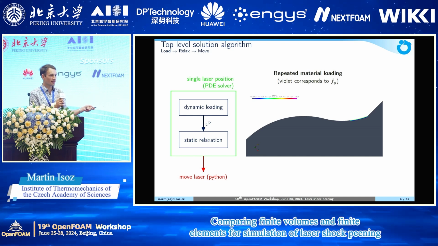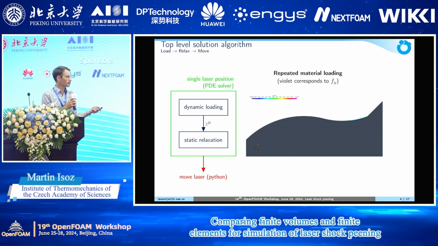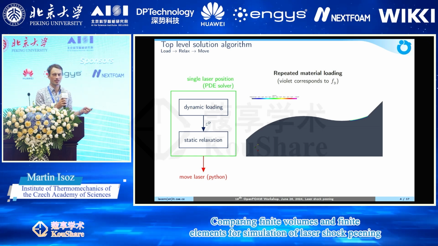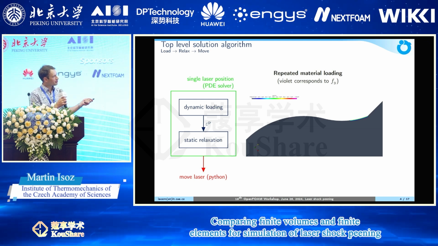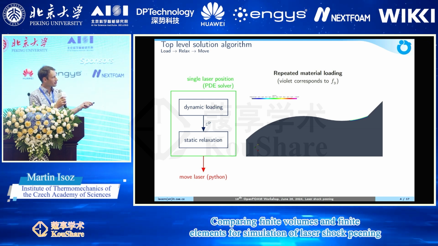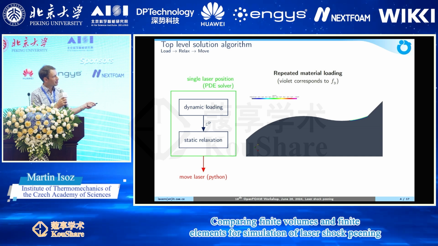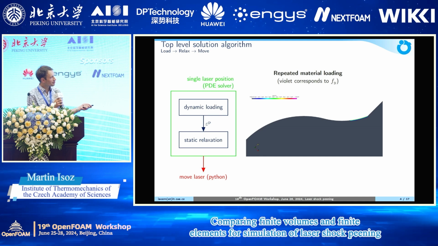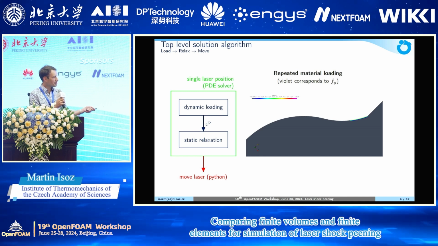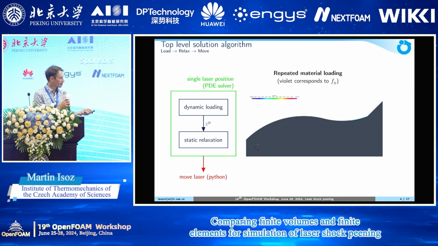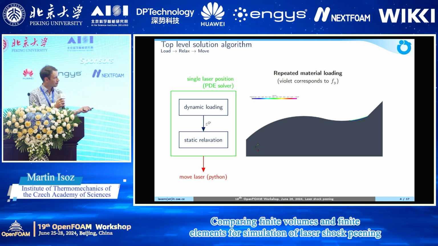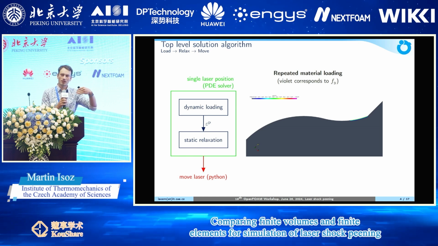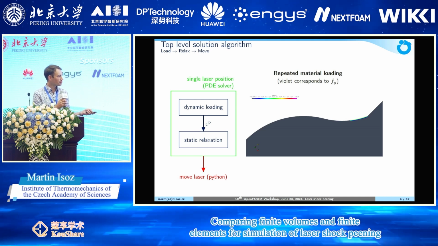From the solid point of view, a fraction of a second is a static problem. So we do dynamic loading with elastoplastic wave propagation. Then we transfer the material state, which is the plastic deformation in the material, and we compute relaxation as an elastic problem with the prescribed material state, of course. And then we move the laser through Python. So basically everything is implemented as a combination of Python and OpenFOAM.